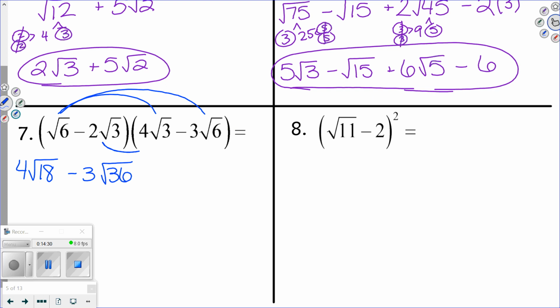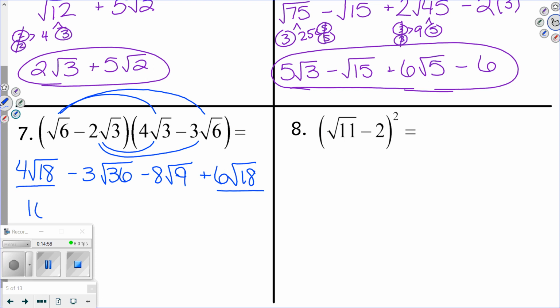So negative 2 radical 3 times 4 radical 3 is negative 8 radical 9. And then negative 2 radical 3 times negative 3 radical 6. 2 negatives make a positive 6 radical 18. All right, that's where your first step should have been, just by distributing. All right, some of you I think recognize, hey look, these are like terms.